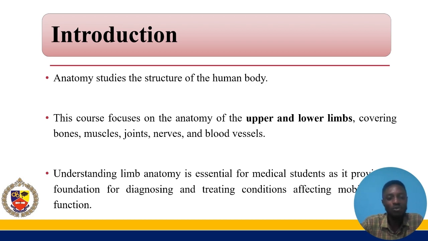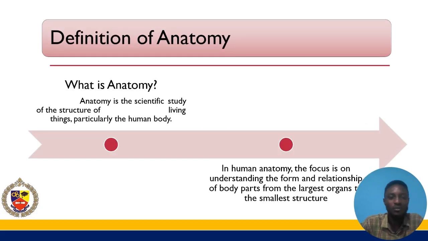In this class, we'll be focusing on the anatomy of the upper and lower limbs, covering the bones, muscles, joints, nerves, and the blood vessels. I hope you agree with me that understanding limb anatomy is essential for medical students as it provides a foundation for diagnosing and treating conditions affecting mobility and function.